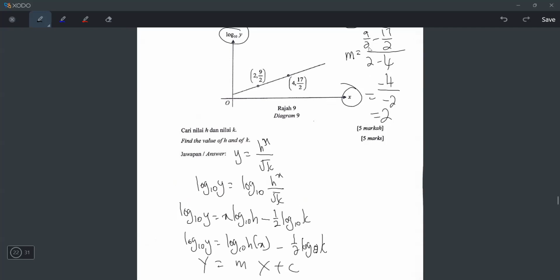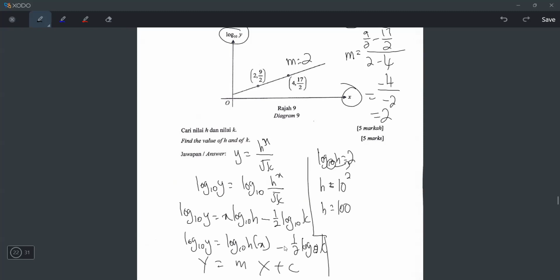All right. And then, no. What am I talking about? 9 minus 17. Yeah, right. Okay, so the gradient is 2, from the diagram. But from your equation, your gradient is log h. They should be the same thing. So it means log 10 h equals 2. And h equals, the log base, when you remove the log, it becomes the number base. So h equals 10 power 2, 100. That's the answer. All right.